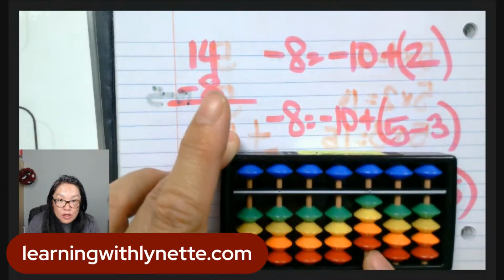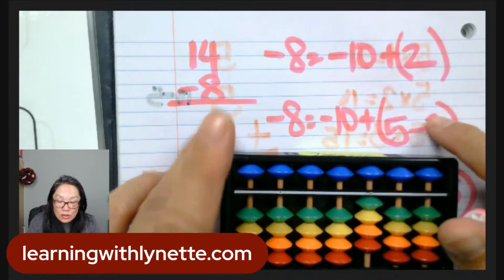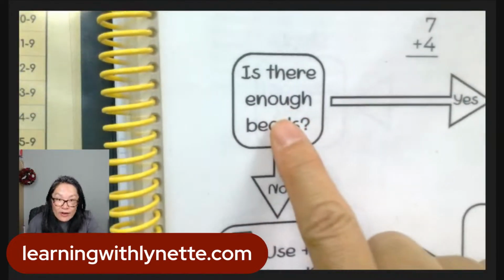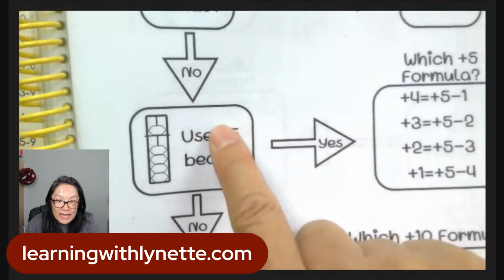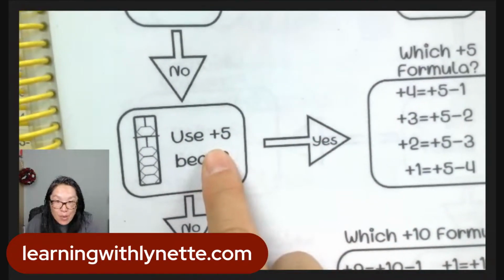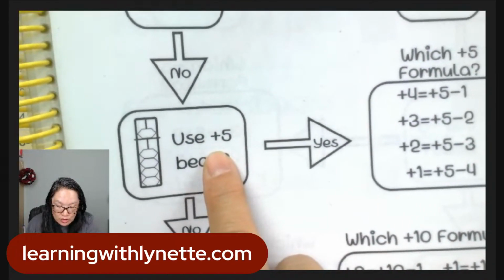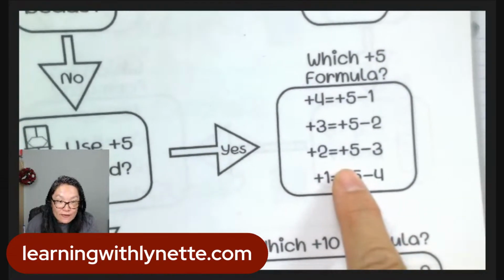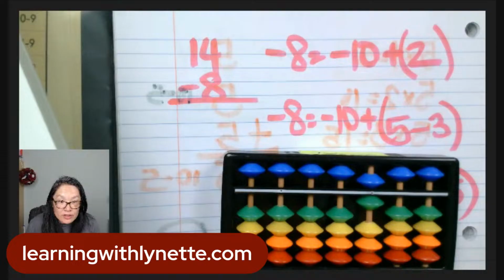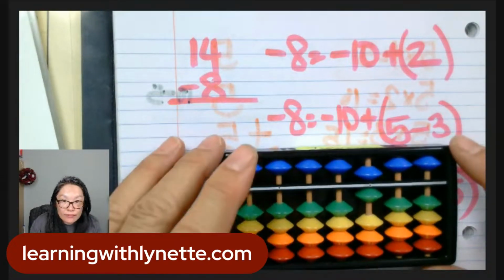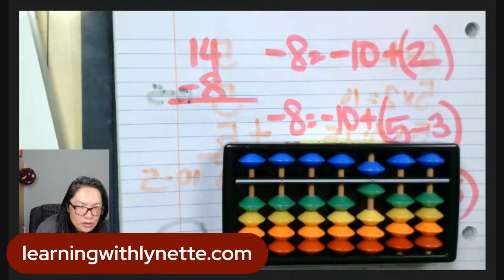Cannot plus the 2. So I have this 2, right? Do I have enough beads to add the 2? No. I got to go here. Because I don't have enough beads, what is it? Plus the 2 is plus the 5 minus the 3. So I'm going to plus the 5 minus the 3. So my final answer is 6. Thank you, Dakota.